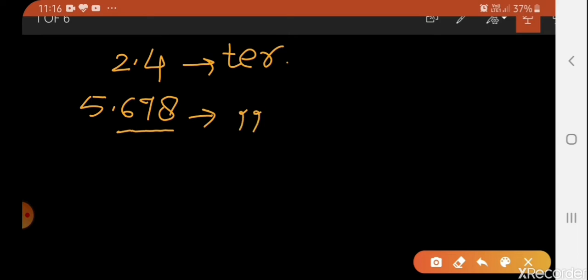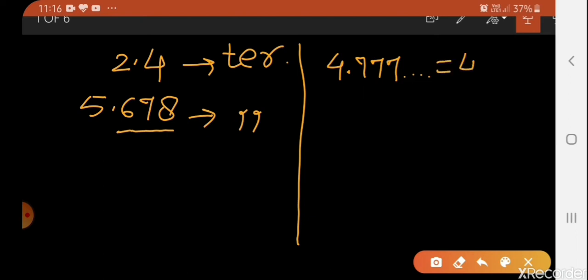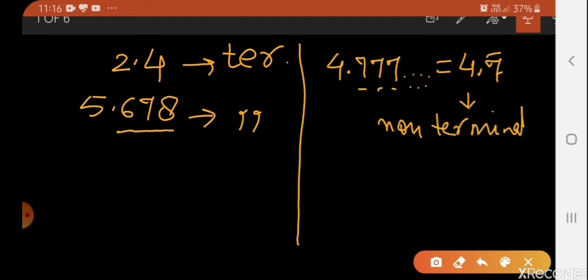Okay. Now, what if a number is like 4.777 and so on? We can write it in short 4.7 bar. As we can see, the digit 7 is repeating itself again and again after the decimal and it is not going to terminate anywhere. So we can say that this number is non-terminating recurring number.